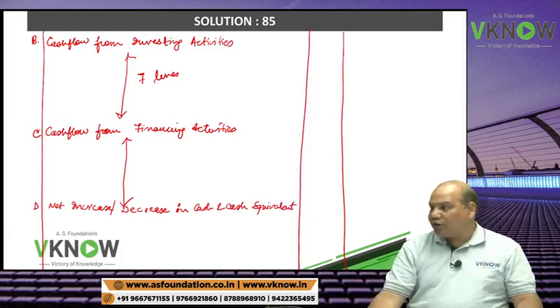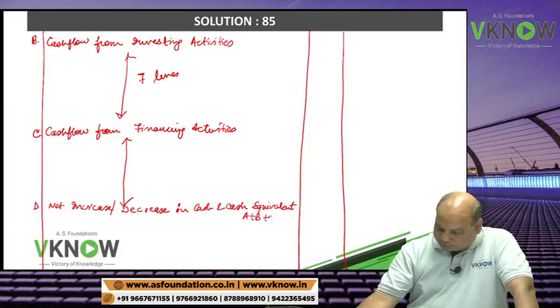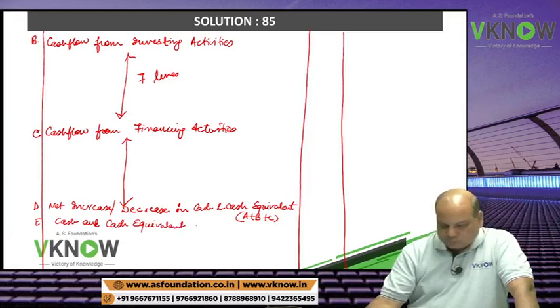Net increase or decrease in cash and cash equivalent: A plus B plus C. Point number E, cash and cash equivalent at the beginning.